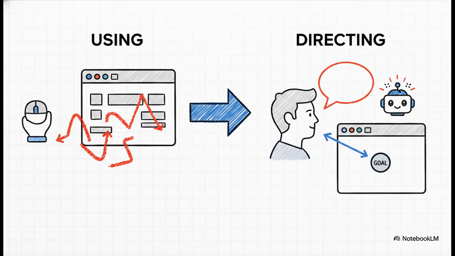And this, right here, is the main thing to understand. We're seeing a fundamental change from using software, clicking all the buttons and menus ourselves, to directing software. We just give it the end goal, and the AI agent figures out all the steps to make it happen.